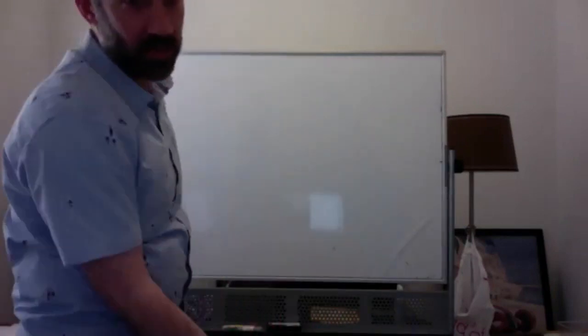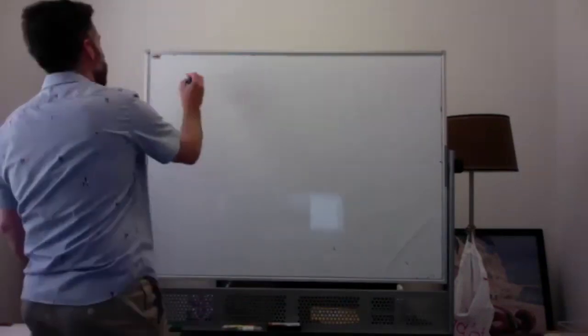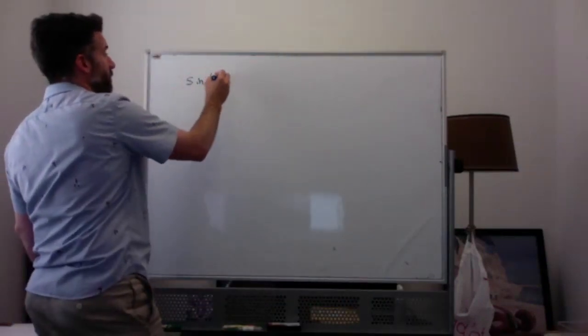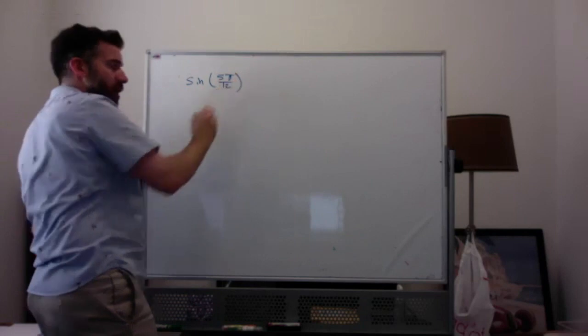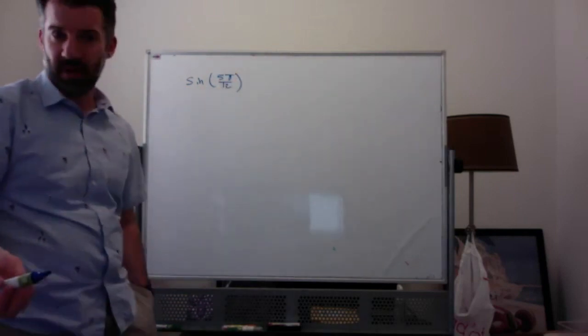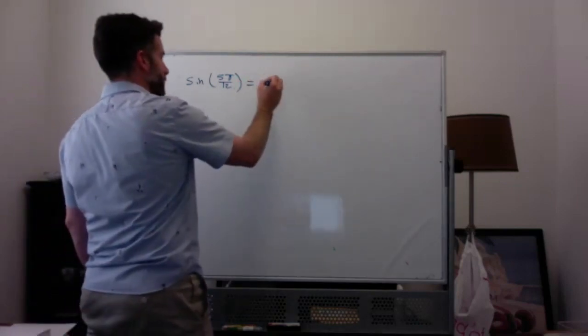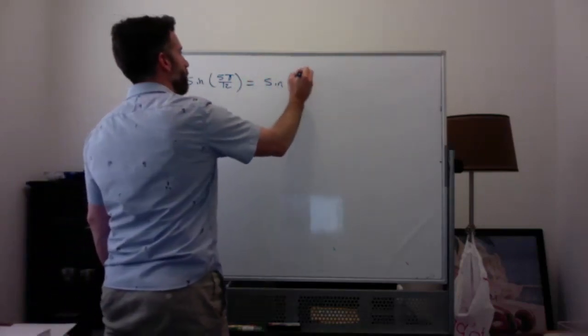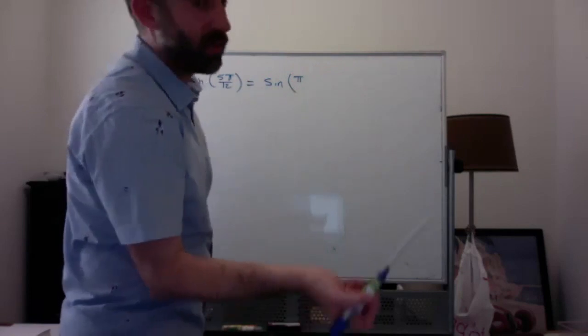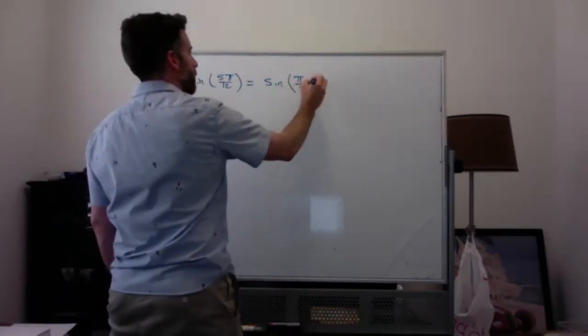So let's look at the next one. Find and simplify sine of 5 pi over 12. This one I did give the breakdown. I may or may not give you the breakdown for both of them on your actual test. I haven't decided. But I'm going to write this as sine of pi over 3 plus pi over 4.